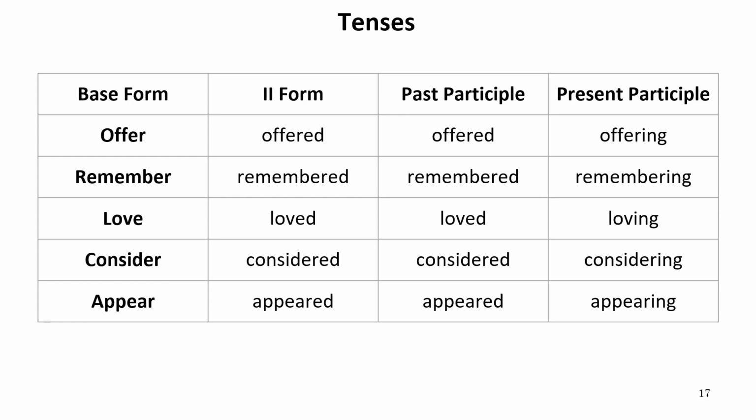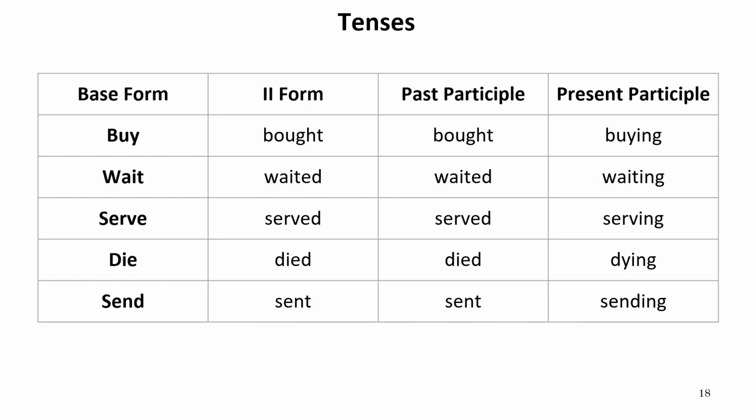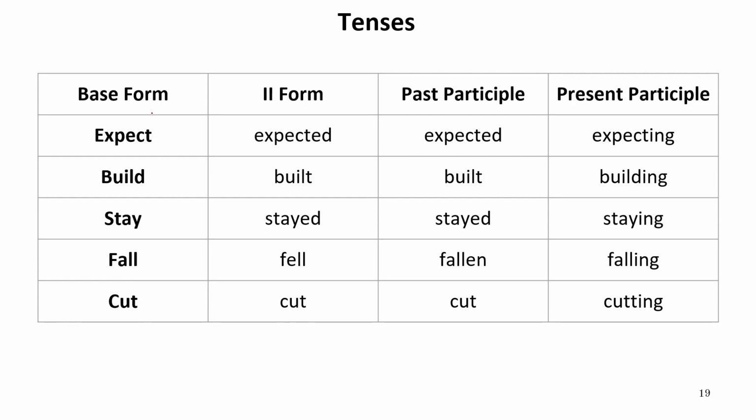Consider, considered, considered, considering. Appear, appeared, appeared, appearing. Buy, bought, bought, buying. Wait, waited, waited, waiting. Serve, served, served, serving. Die, died, died, dying. Send, sent, sent, sending. Then we have expect, expected second form, then expected third form, then expecting. Build, built, built, building. Stay, stayed, stayed, staying. Now this one is again important. Fall, first form, then fell, second form, and then fallen, third form.